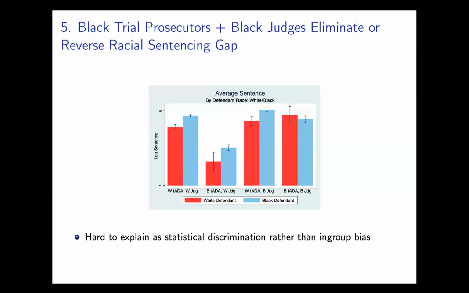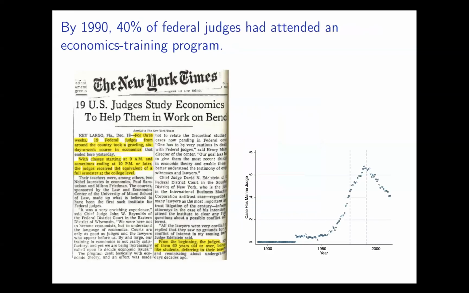So we see a number of factors associated with judges' decisions, but then there's another that's been extremely influential. By 1990, 40% of federal judges had attended an economics training program. This training program started in 1976 as an intense 2 to 3 week course with lectures by Nobel Prize winners, Milton Friedman, Paul Samuelson, and many other luminaries.